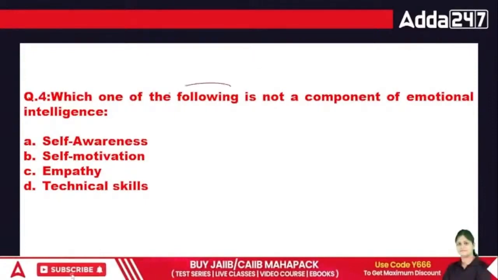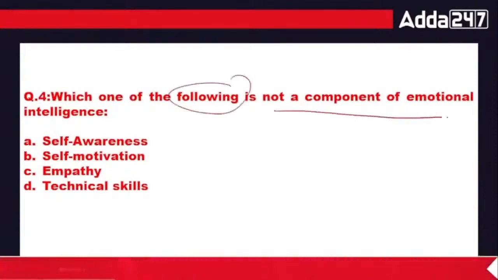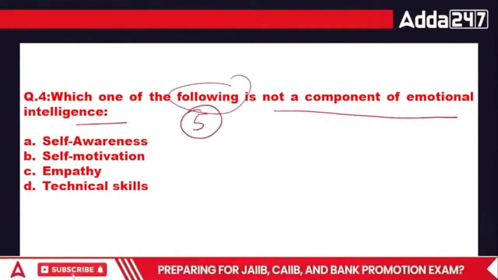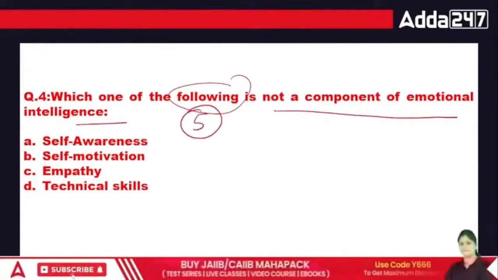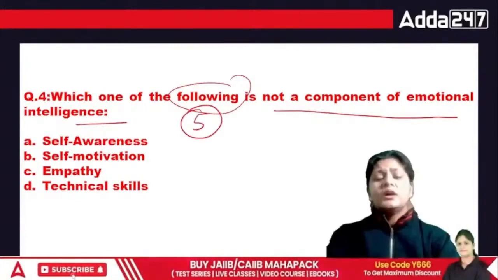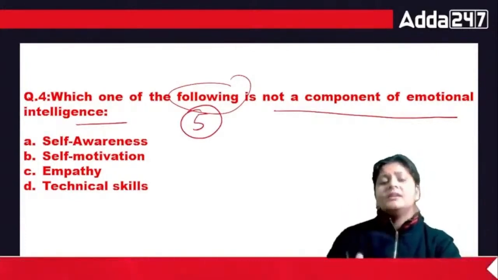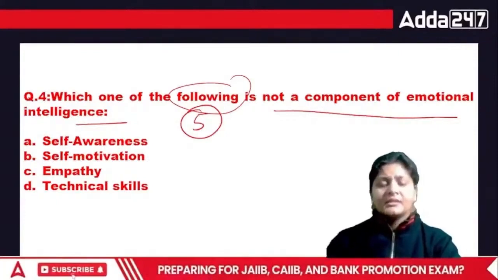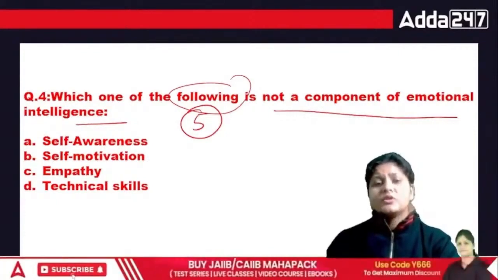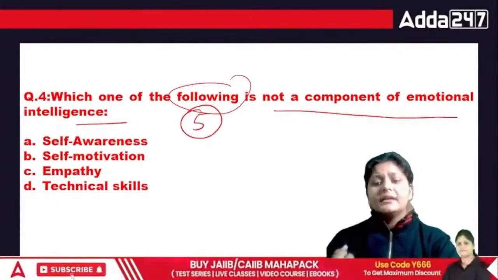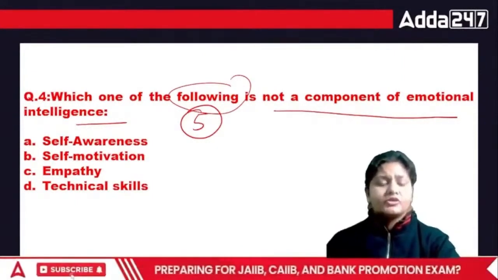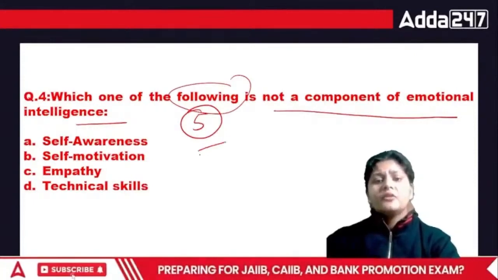Which one of the following is not a component of EI? See, EI has 5 components. Now what is EI? EI is basically to understand your emotion and to understand other person's emotion as well. So that is your capability, your ability to understand your emotion and to understand other person's emotion as well. So we have the 5 components here.